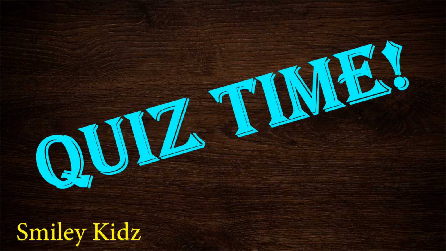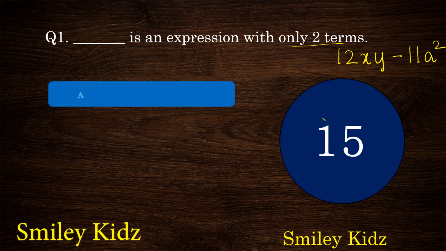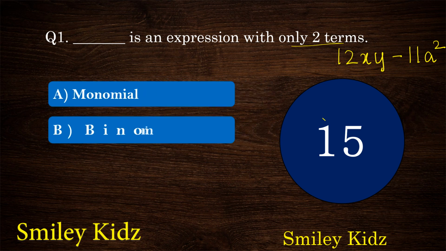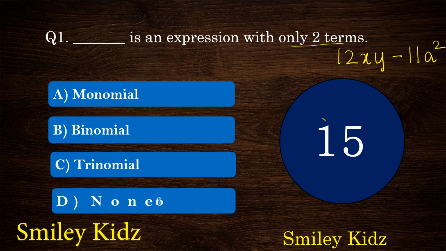Now it's time to take a small quiz. Question number 1. Dash is an expression with only two terms. Let's say I have 12xy minus 11a square. This has two terms. What is this expression termed to be as? The options are A. Monomial, B. Binomial, C. Trinomial or D. None of these. Your time starts now.